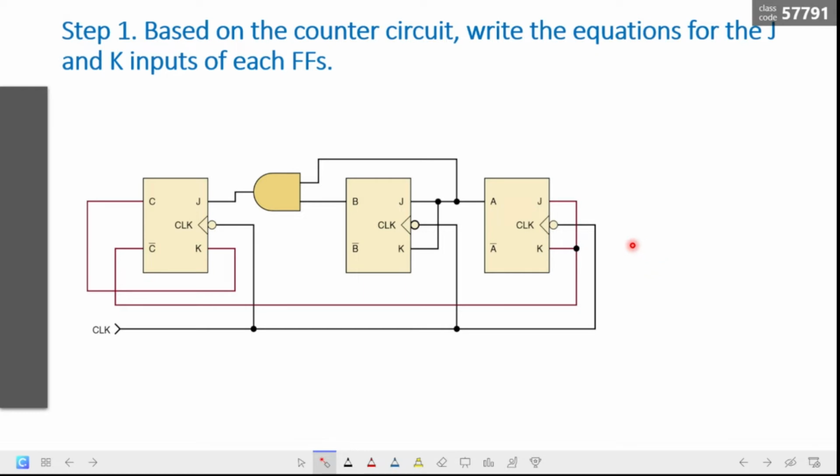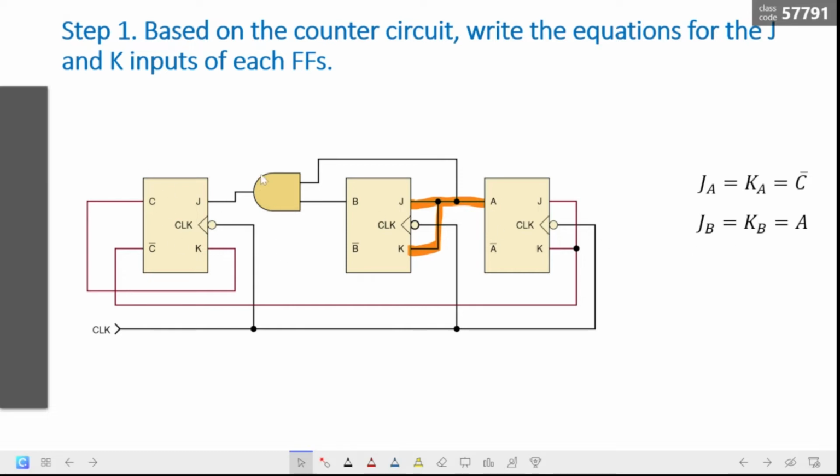For the first one, flip-flop A, look at the J and K, they are both connected to the C bar of flip-flop C. So J and K is equal to C bar. Settled, we're finished for flip-flop A. What about flip-flop B? If we trace the J and K inputs, we can see that both J and K inputs of flip-flop B are connected to A, the output of flip-flop A.